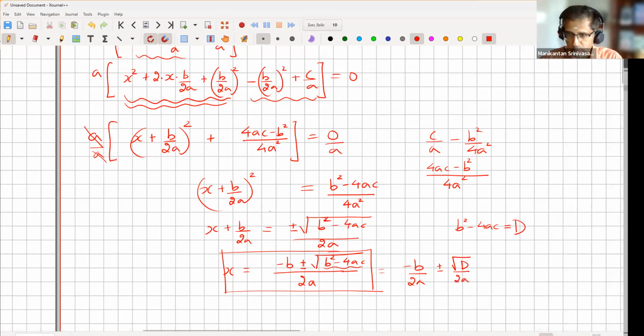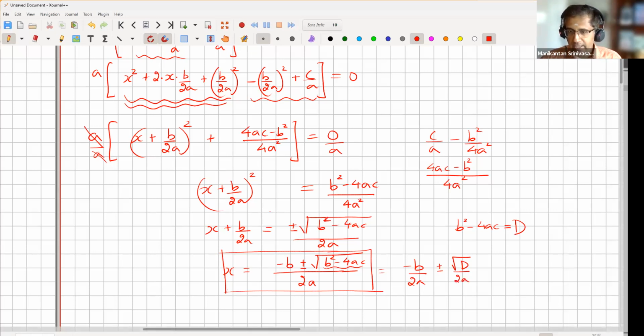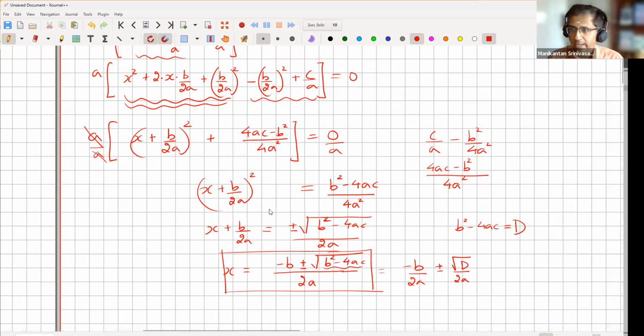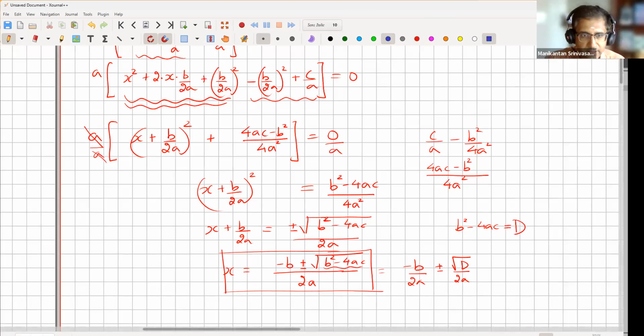I mean, I can keep the 2a together in the bottom, but I want to illustrate that the two roots are symmetric around minus b by 2a. So minus b by 2a is a central point around which the roots are equally spaced. Okay, so this minus b by 2a has an importance. What is the importance? Now I'll be going back and forth between equation and expression. If you look at this expression itself, right?